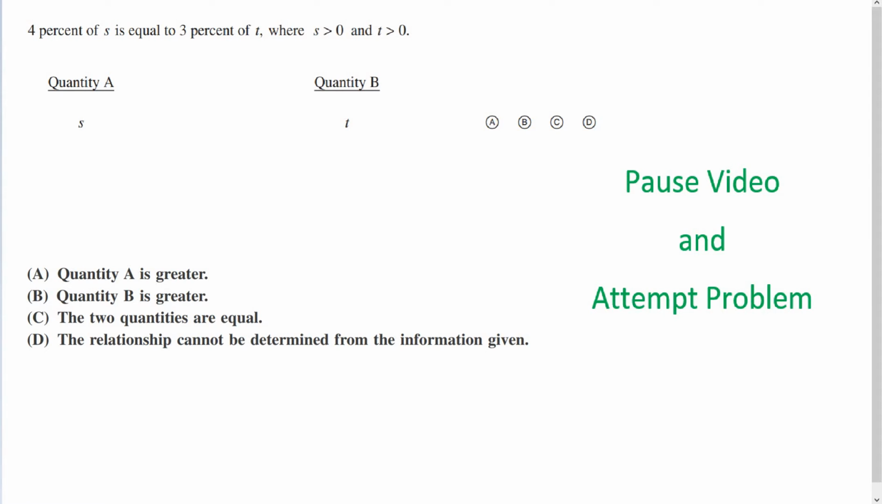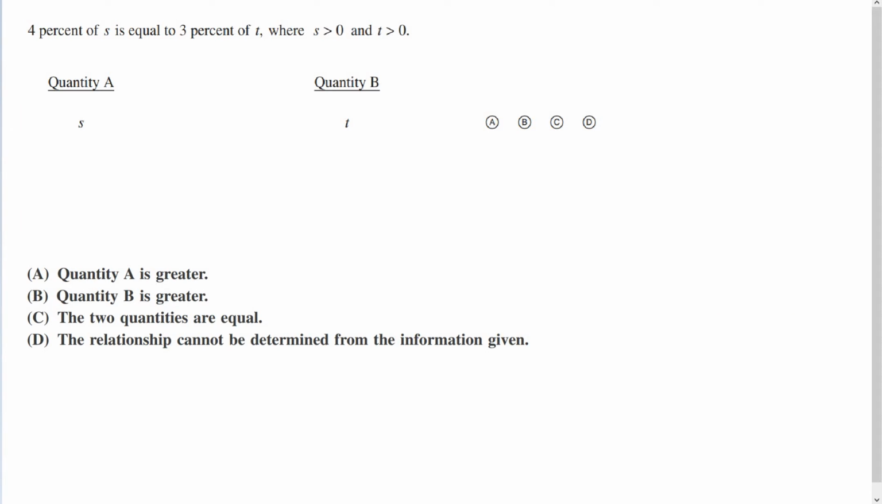Alright, so let's get rid of that. Now, this is talking about percentages equaling other percentages, right? So what they're saying is you have 4% of s is equal to 3% of t, and they also let you know that s is greater than 0 and t is greater than 0.